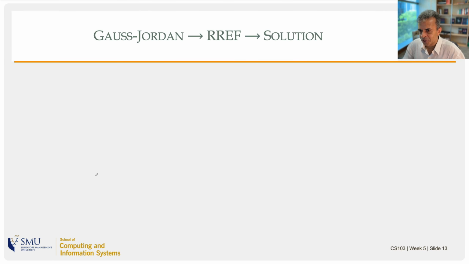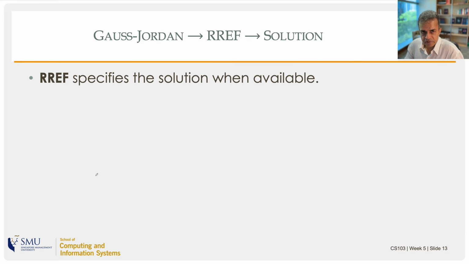So once you do the Gauss-Jordan elimination, once you have the RREF, you have the solution, especially if you have an identity matrix. If you don't get an identity matrix, that means the solution is going to be something that we can say depends. So let's take a look at that. RREF will specify the solution when the solution is available, which means the system of linear equations that you started from is not inconsistent. You don't have a 0 equal to non-zero.